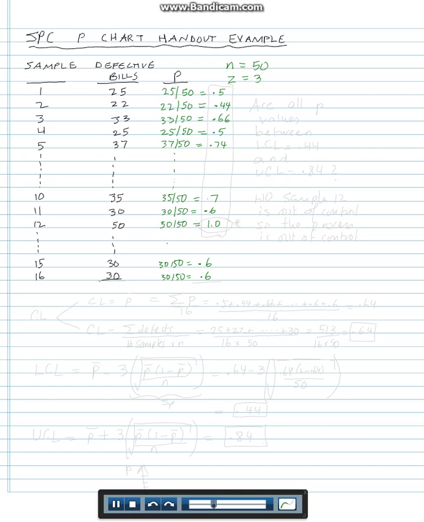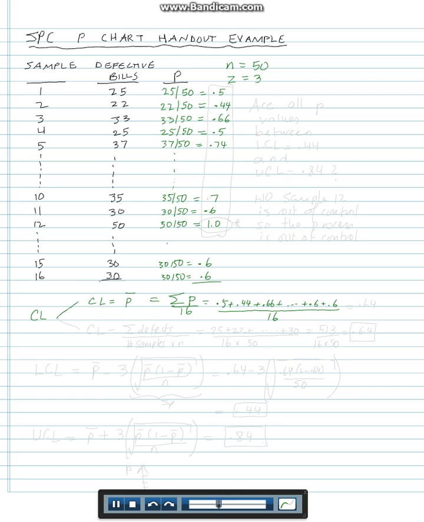Now when we come to calculate the CL, like we said before, CL can be calculated in this case as the average of the measure, which is P. So we can add all these P's and divide by their number, which is 16. We can calculate it this way: 0.5 plus 0.44 plus 0.66 until we reach the end, divided by 16.